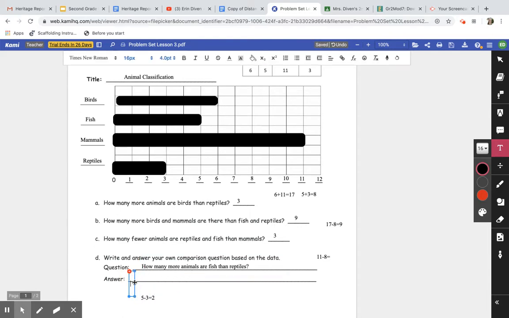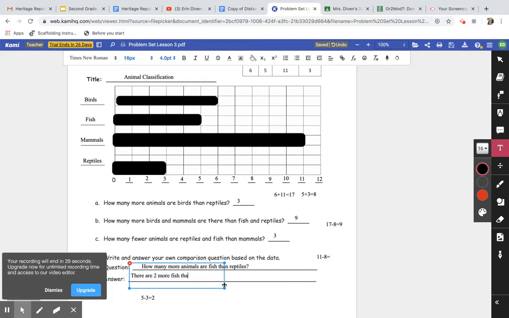So we can fill that in, and our answer is going to be, there are 2 more fish than reptiles.